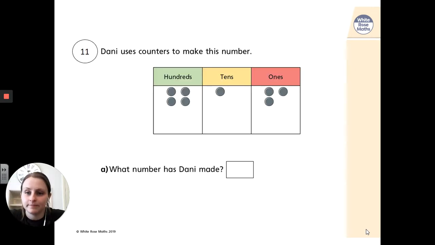Number 11. Danny uses counters to make this number. What number has Danny made? Count the counters and write down your answer.